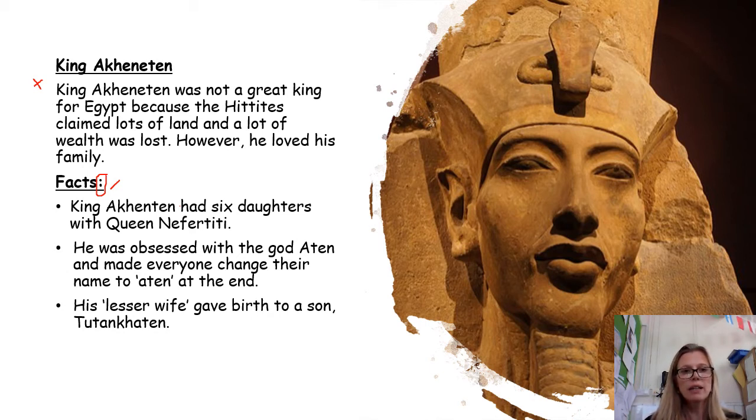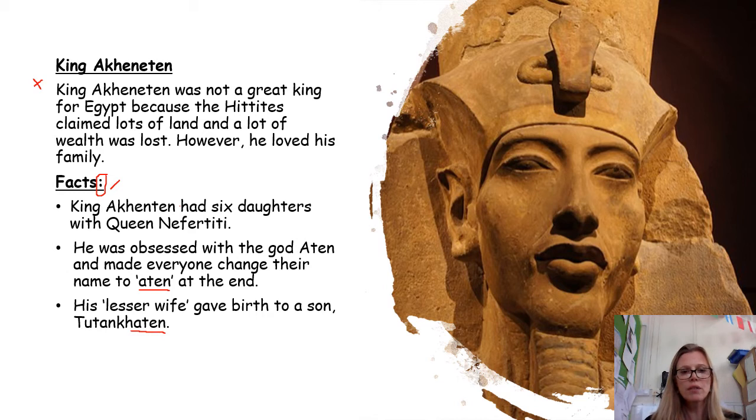So I've said King Akhenaten had 6 daughters with Queen Nefertiti. He was obsessed with the god Aten and made everyone change their name to include Aten at the end. His lesser wife gave birth to a son, Tutankhaten. So it's Aten, isn't it? So you can see the end there.